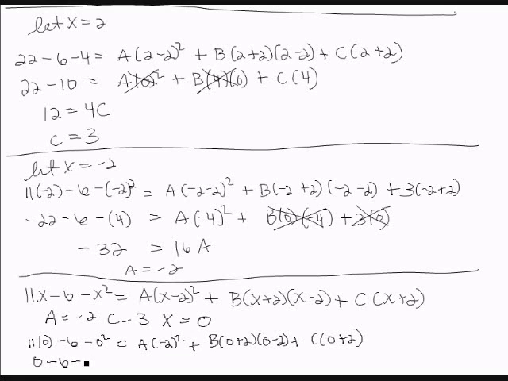So therefore I get 0 minus 6 minus 0 equals, A is equal to negative 2, so I get negative 2 times 4 plus B times 2 times negative 2 plus C is equal to 3, so that's 3 times 2.